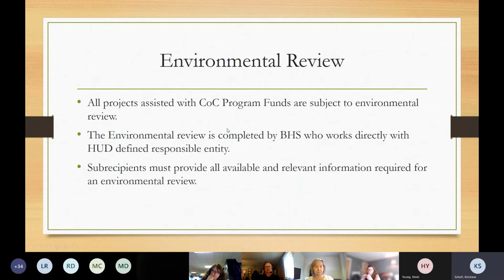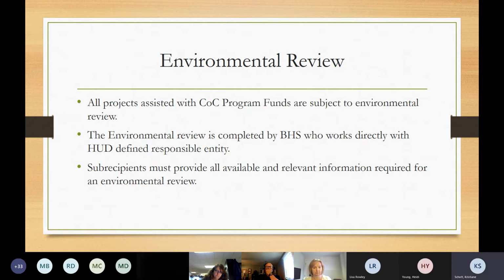HUD also expects before a grant agreement is executed that an environmental review occurs. An environmental review is a review of the impact of any CoC project on the local environment and the impact of the environment on the project. New projects that are awarded by HUD cannot proceed forward until the environmental review is complete.